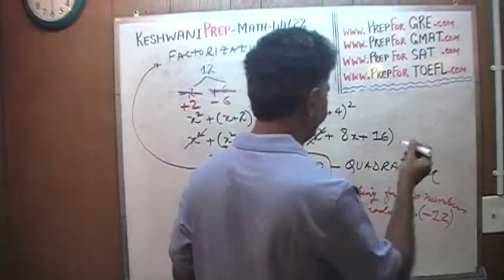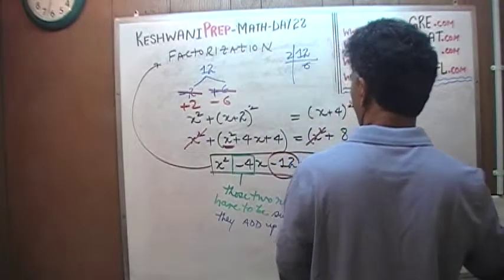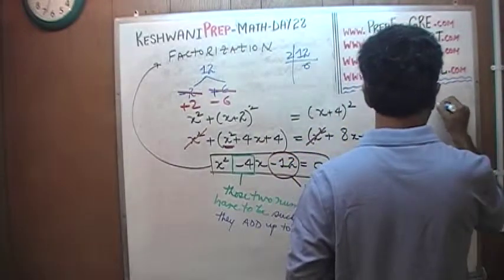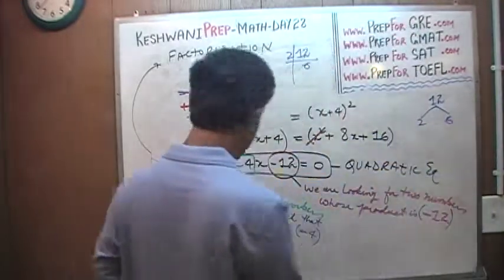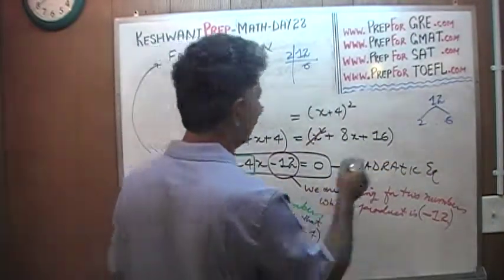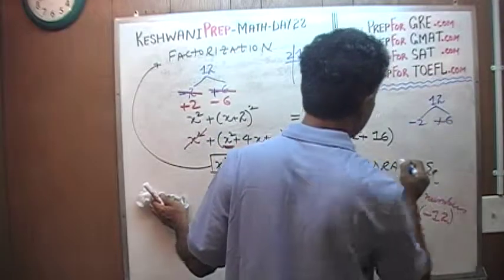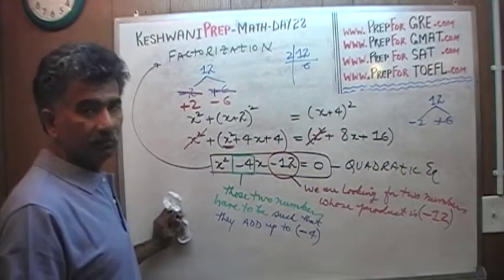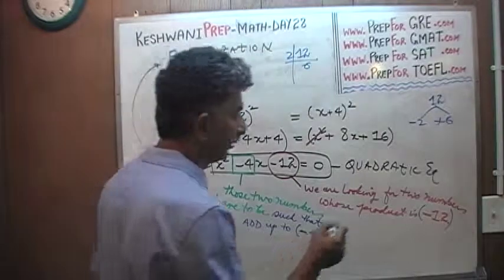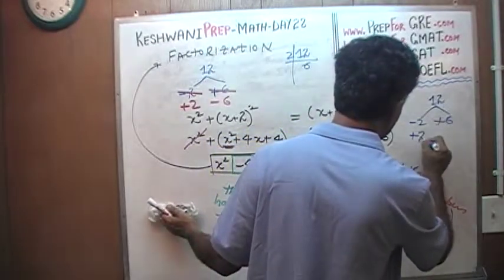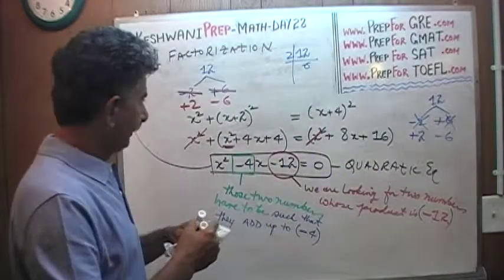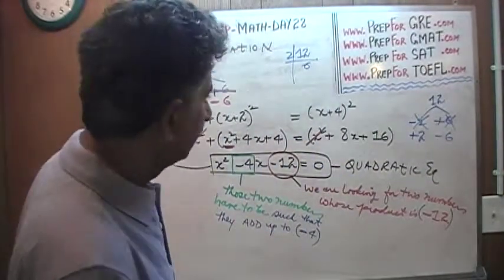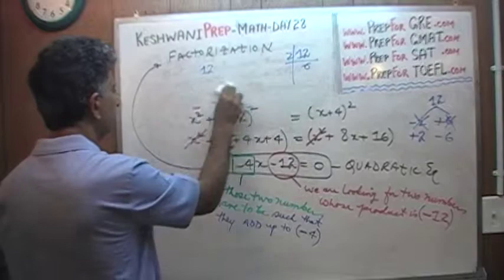Let's put it here. So we have 12, which can be broken up into 2 and a 6. And since we want them to add up to -4, my first instinct was to put a negative in front of the 2, but that gives us +4, so that does not work. We need -4, so this has to be +2 and a -6. So those are the factors, +2 and -6. Let's continue here.